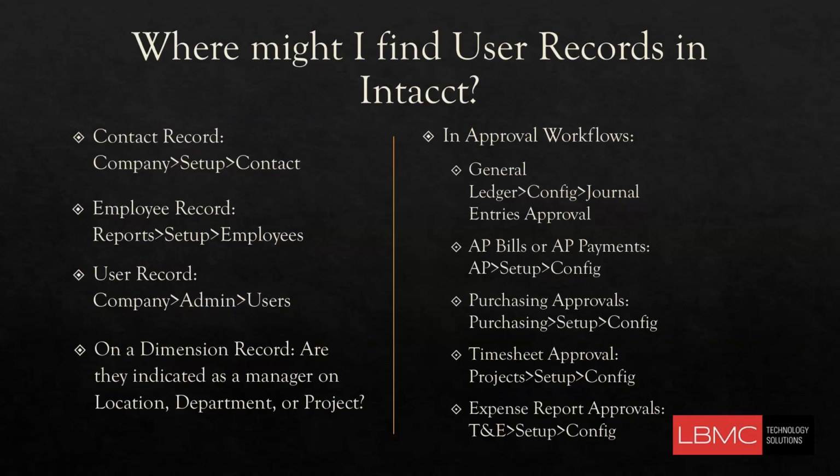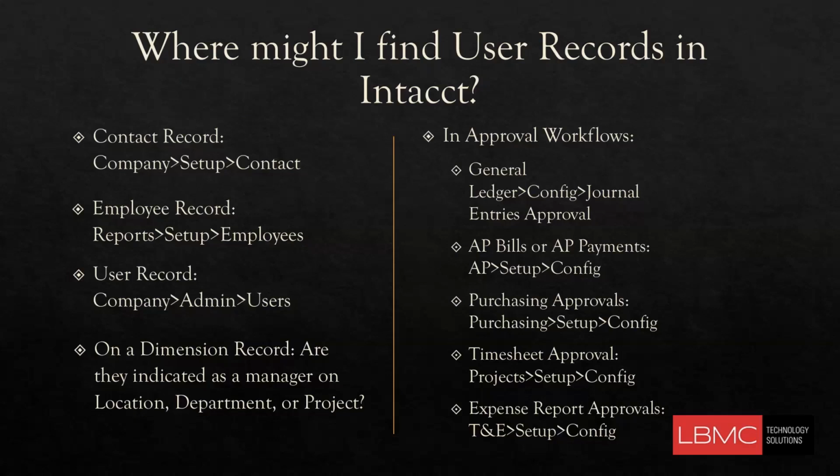We do get a lot of support tickets where somebody has inactivated a user, but it has bogged down a workflow because that user was used in a workflow. So there are several areas. The ones on the left are usually pretty common; people know where to look. Under company, and we're going to look at this together, there's a contact record for each employee, an employee record for each employee, and a user record.